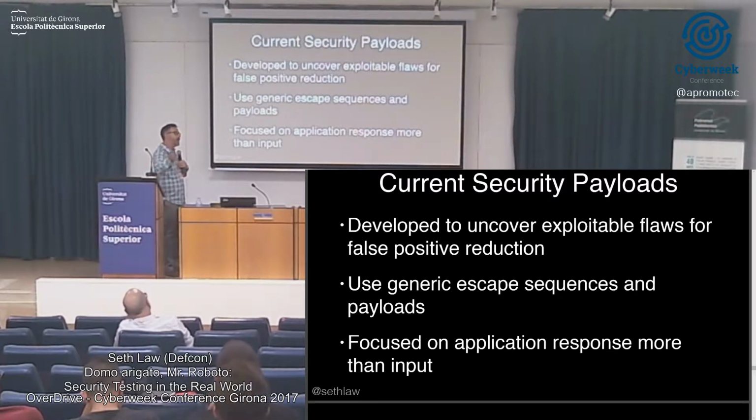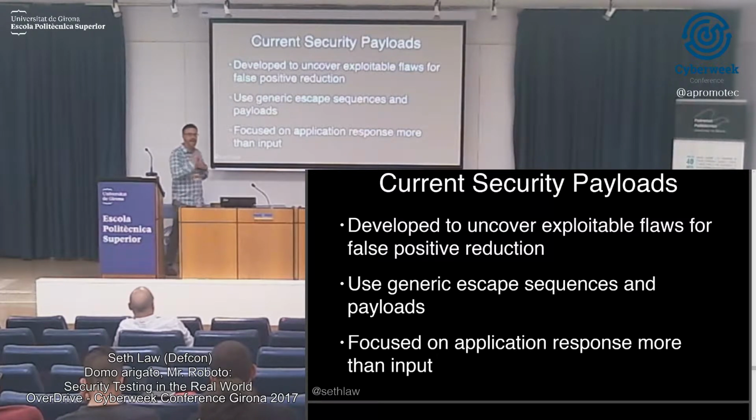So we're going to extrapolate that to current exploits and current vulnerabilities that exist. We're going to use generic escape sequences and payloads to test our application rather than specific ones. We're going to focus on the application response more than the input itself. So again, I don't care if you can exploit my application. I care whether or not there's a flaw there that exists.